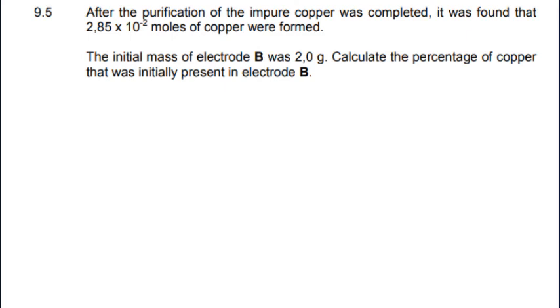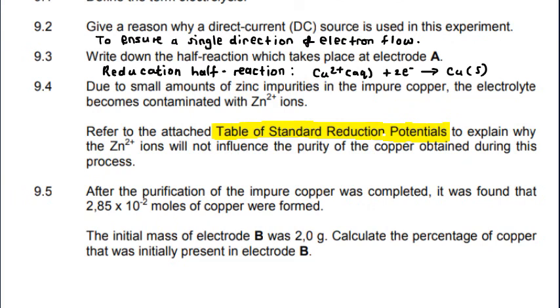Let's just go back. That's basically referring to this reduction half reaction. So the number of moles of solid copper that were formed at electrode A is this. The initial mass of electrode B, which was the impure copper, was 20 grams. Calculate the percentage of copper that was initially present in electrode B.